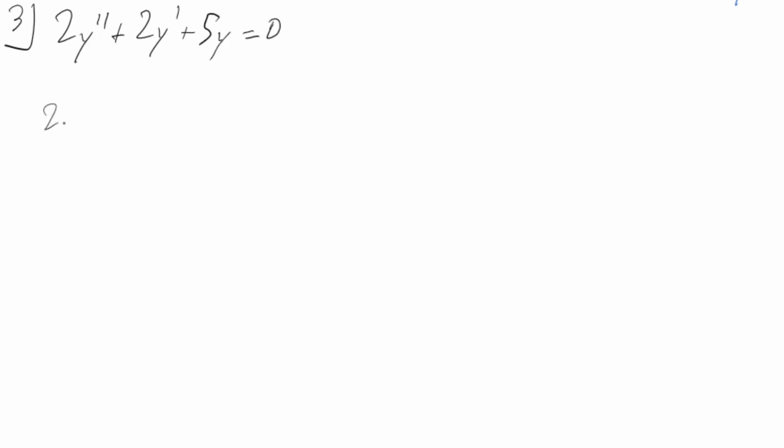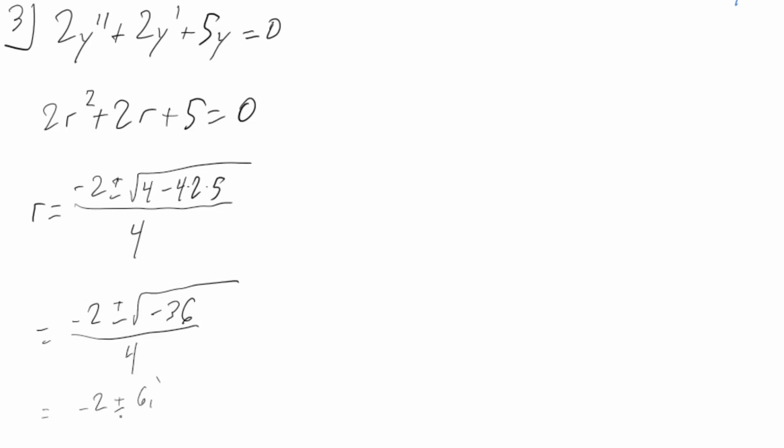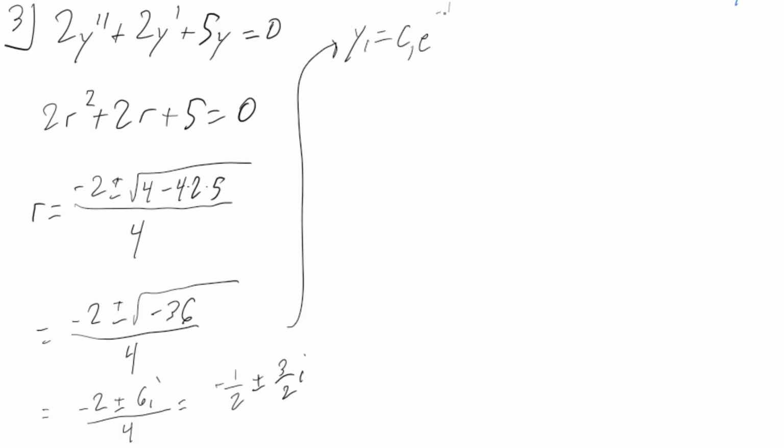Now when we look at the characteristic polynomial, we'll get the discriminant 4 minus 8 times 5, which is negative 36. Our discriminant is negative, so our roots are complex. In this case, negative 1/2 plus or minus 3/2 i. And so we can still plug these into the function and get y1 is c1 e to the negative 1/2 plus 3/2 i t, and similarly for y2.